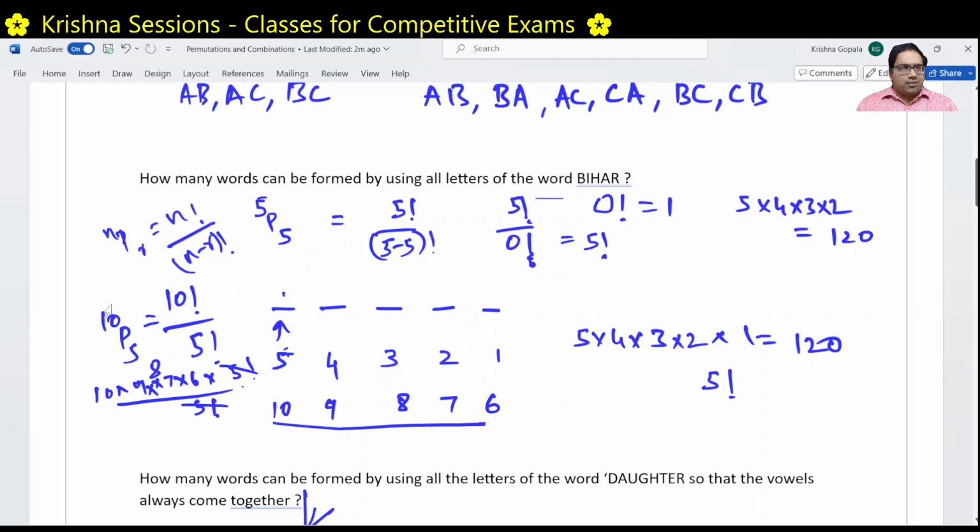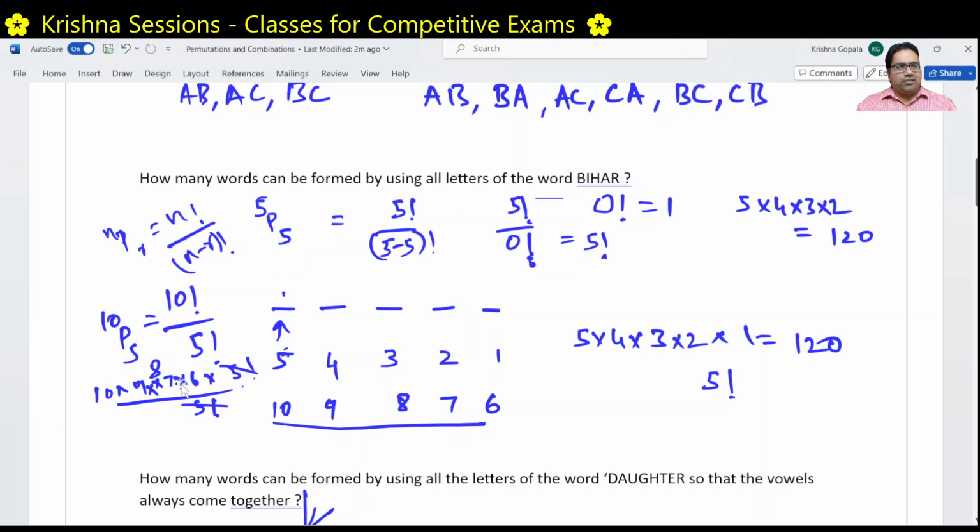Right. 10P5 is also the same thing. Whether you do it this way or this way, you will get the same result. But it is important to understand this way of working also. In this way, you will understand the concept. You will get thorough conceptual clarity that you have 5 slots, and for the first slot you have 10 options, then for the second slot 9 options, third slot 8 options, etc.